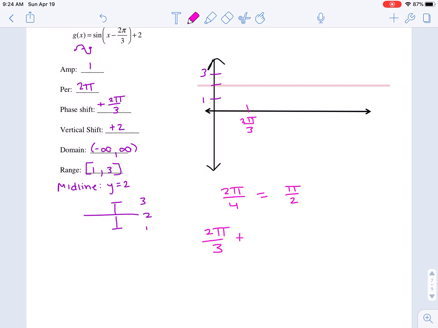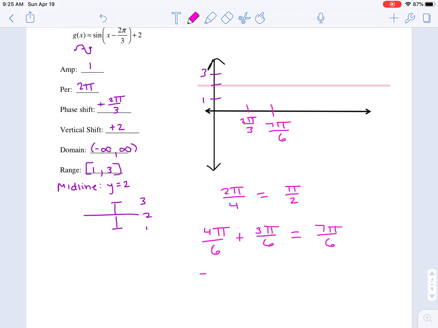So instead of adding pi over 2, I'm going to have to adjust both of these, aren't I? So now pi over 2, if I multiply that by 3, is 3 pi over 6. And if I make 2 pi over 3 adjusted to have a common denominator, it's 4 pi over 6. Now I have common denominators. So now I get 7 pi over 6 as my next interval.